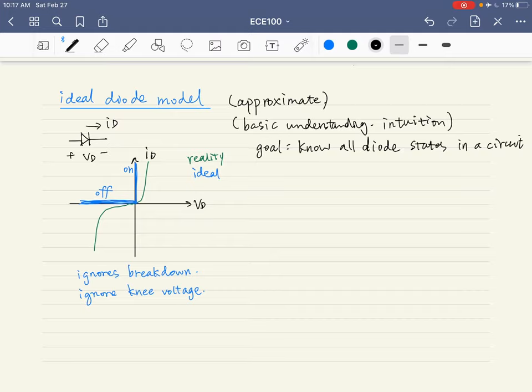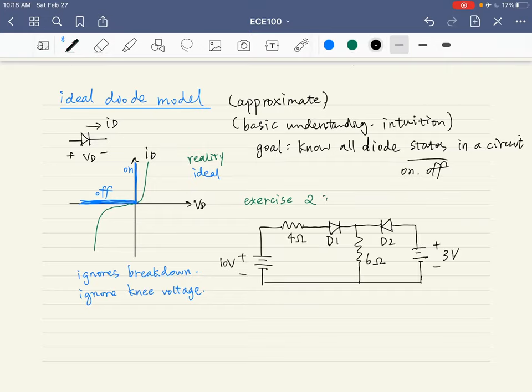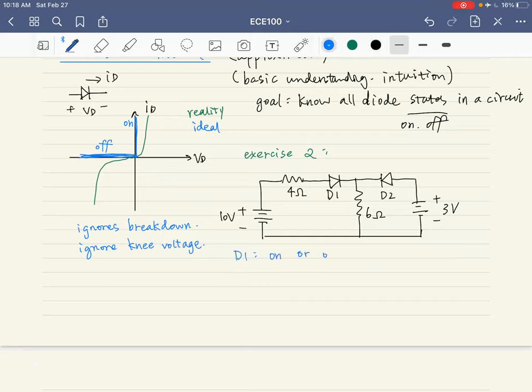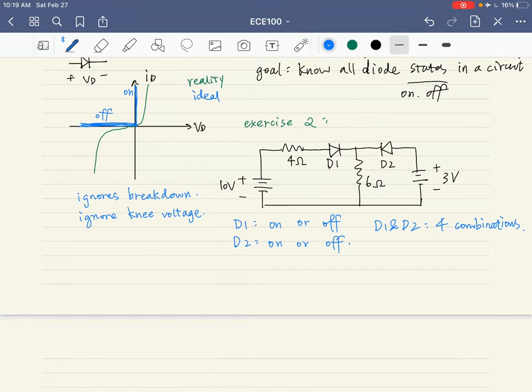Okay, and our goal is to know all diode states in the circuit. And the states means that we want to know the on or off state of every diode. All right. An exercise here will be great. Exercise 2. Here we have a circuit like this. We can observe that there are two diodes in the circuit and we don't know if they are on or off, right? The D1 can be on or off. The D2 can be on or off too. So with D1 and D2, we have 4 combinations, right? Maybe you will get a correct assumption after 1 or 2 attempts. But in this exercise, I will list down all 4 possibilities for you to better understand it.